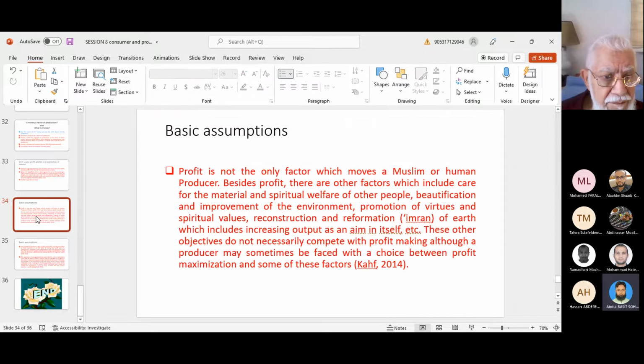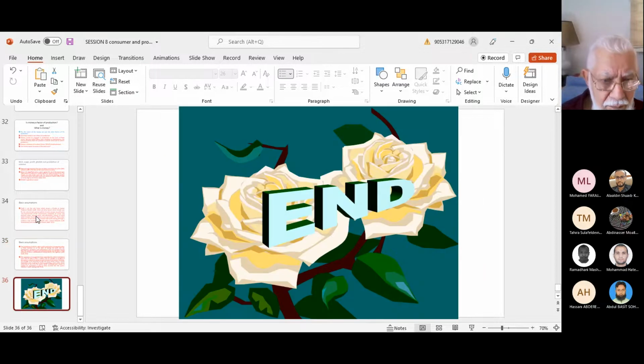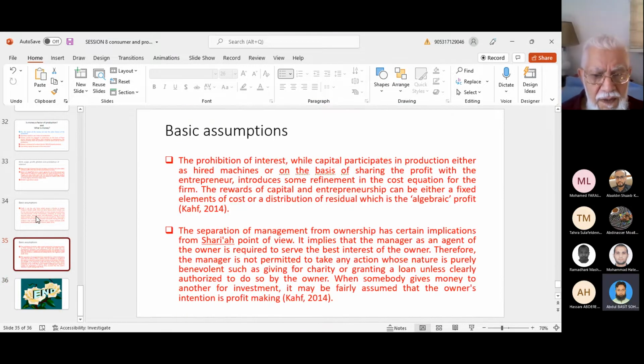So the second assumption is the prohibition of interest. While capital participates in production either as hired machines or on the basis of sharing the profit, which the entrepreneur introduces, some refinement in the cost equation for the firm. The rewards of capital and entrepreneurship can be either a fixed element of cost or a distribution of residual, that is the algebraic profit. Separation of management from ownership, that we have discussed, sir. I think that's all.